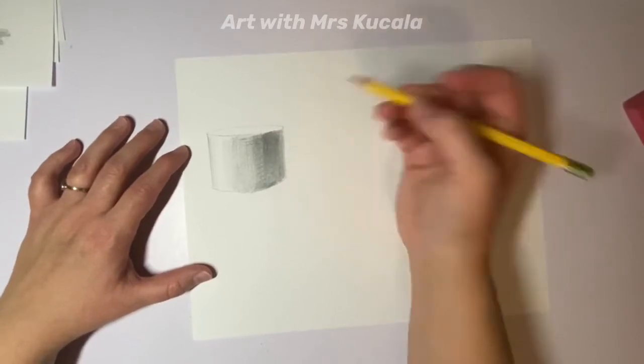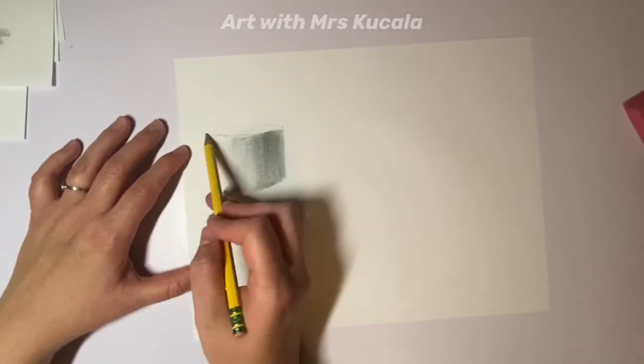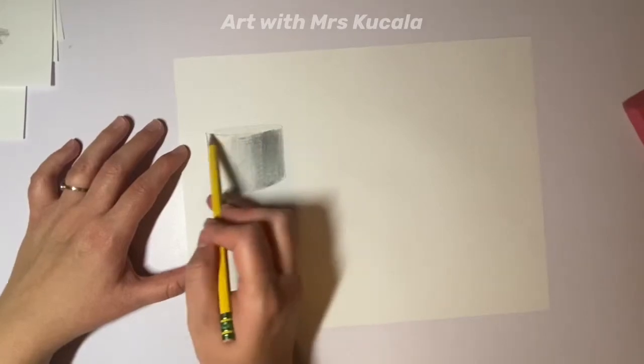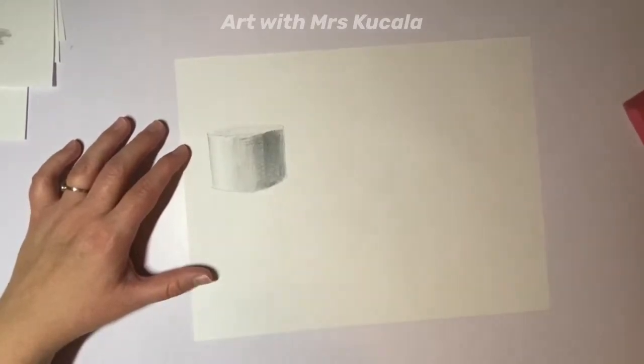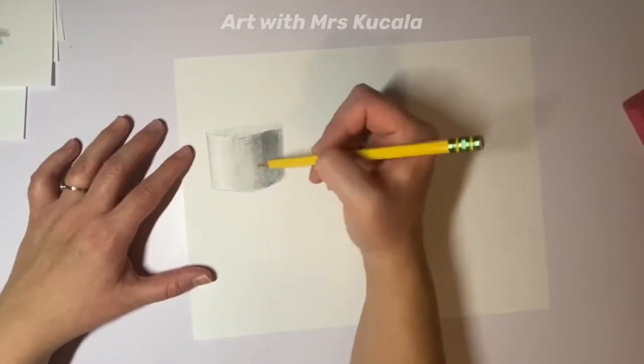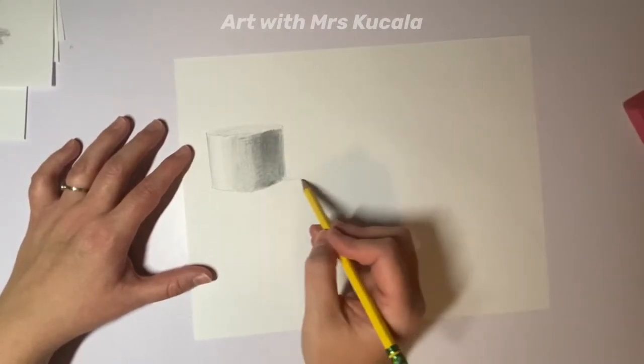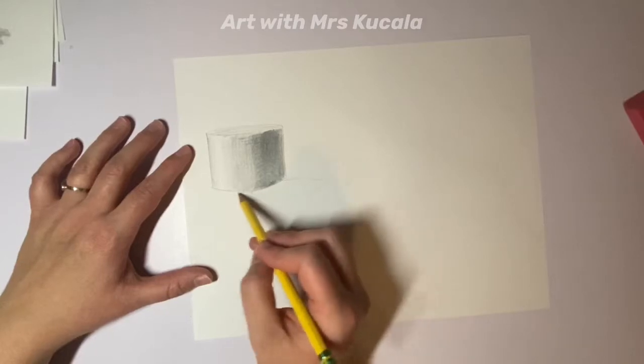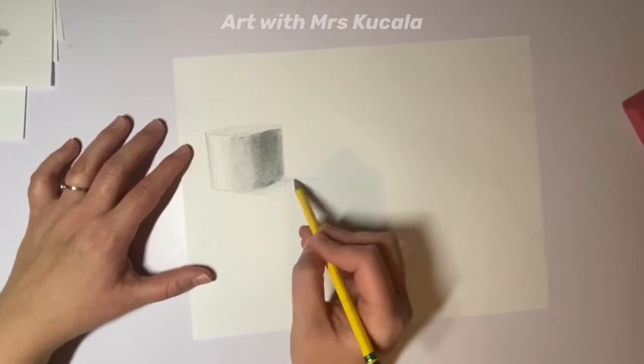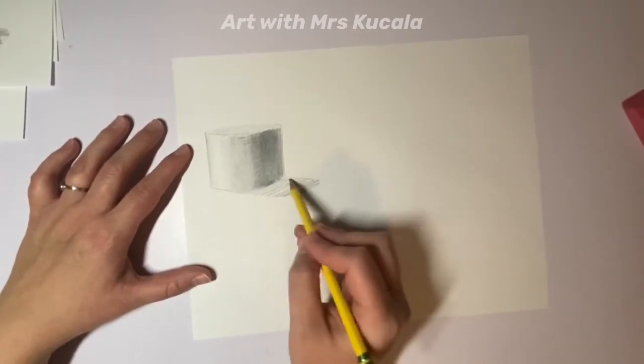And then once I'm done with the value on the side, you're going to see that I'm going to start putting some value on the very top of the form too, just a light value. And then we're going to do a cast shadow as well. So everything casts a shadow when it's sitting on a surface, so you're going to want to make sure that you do put a shadow on your objects.